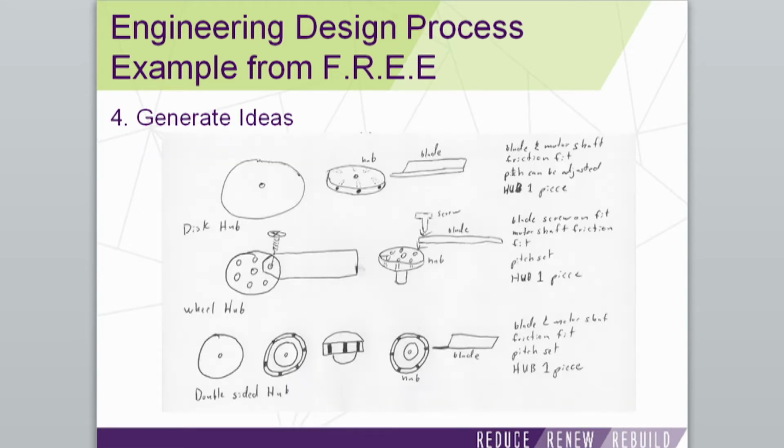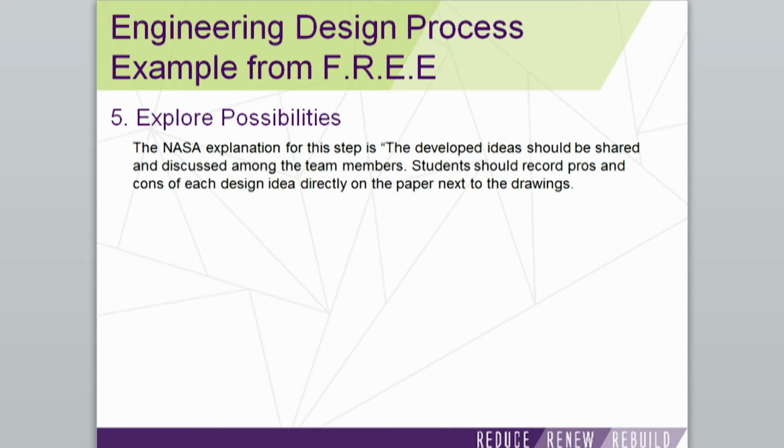Step 4. Generate ideas. After brainstorming, we created 3 possible hub designs: the disc hub, the wheel hub, and the double-sided hub. Step 5. We combine this step with the next step, select an approach. This is an example of how you adapt the engineering design process to your needs.